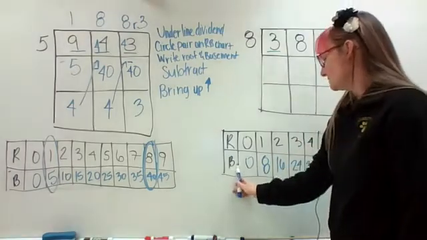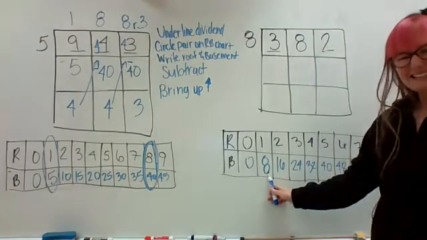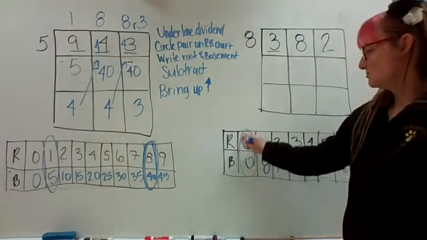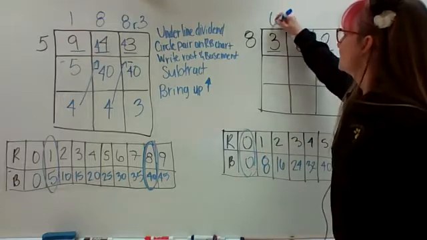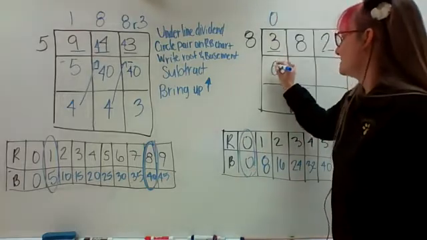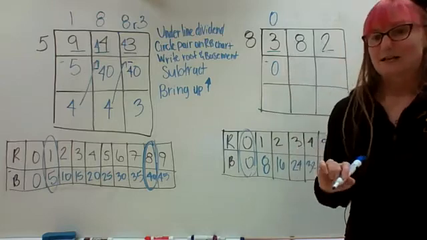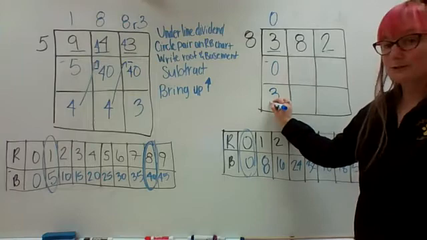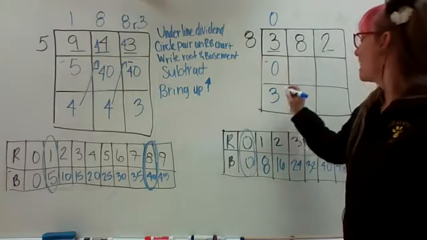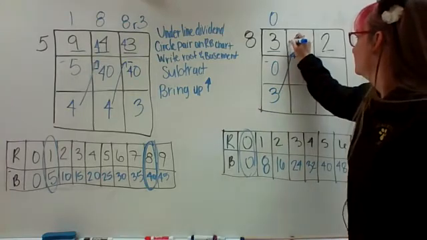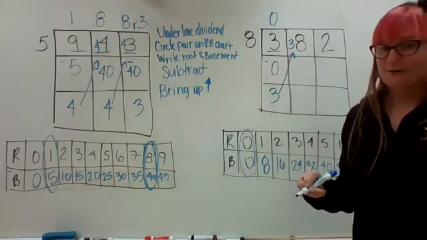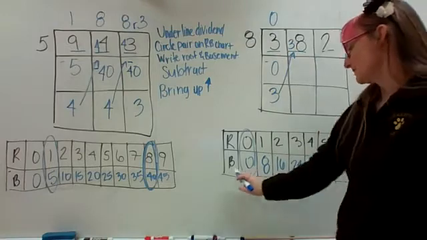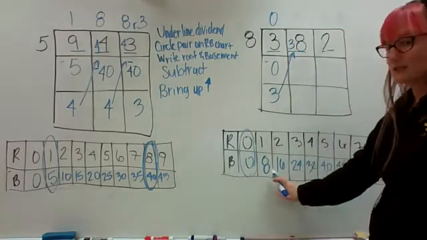So I'm going to look in my Arby's chart and I see that the 8 is too big. So I'm going to jump back one, which takes me to 0. So I'm going to put a 0 on my roof and a 0 in my basement. I'm going to subtract 3 minus 0, which equals 3, and then bring up my remainder and start all over again. I'm going to underline my 38, and then I'm going to look for 38 in my Arby's chart.